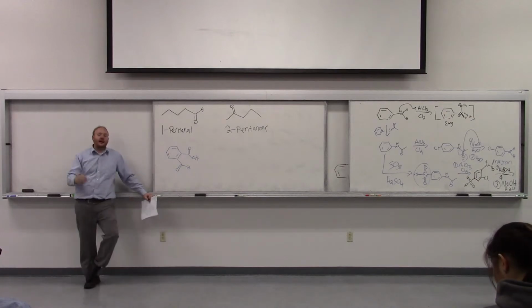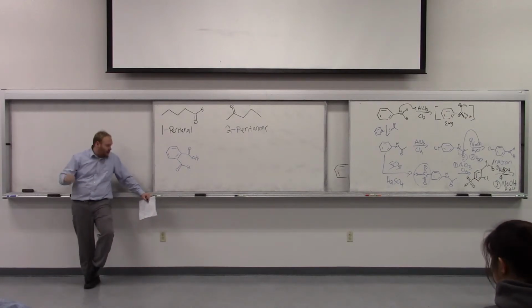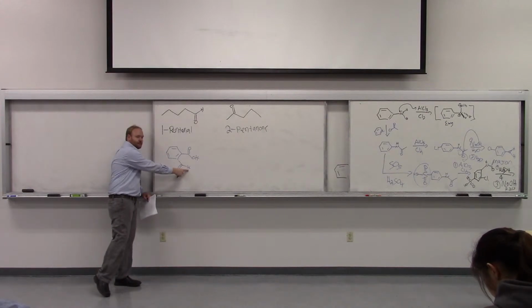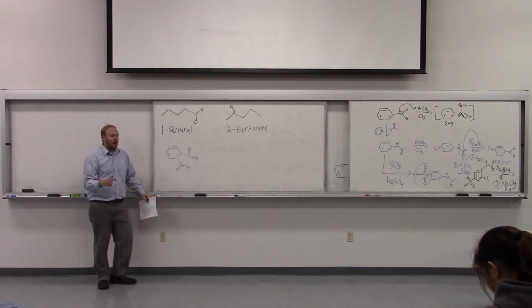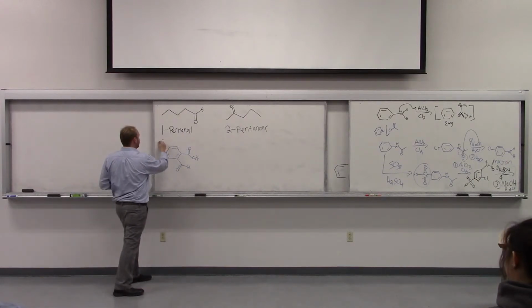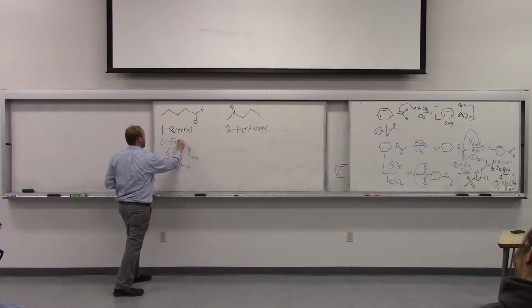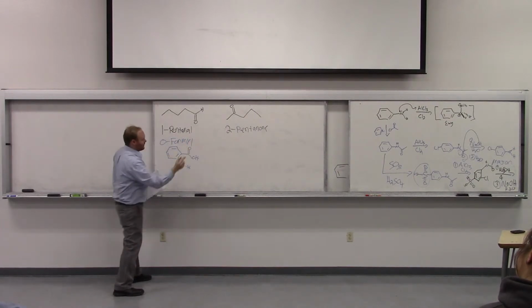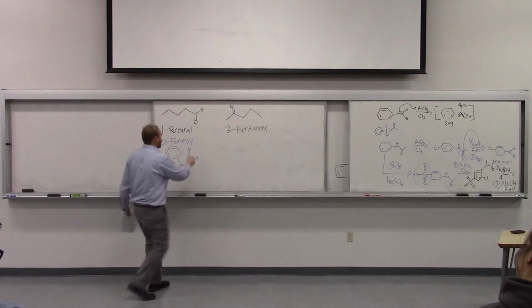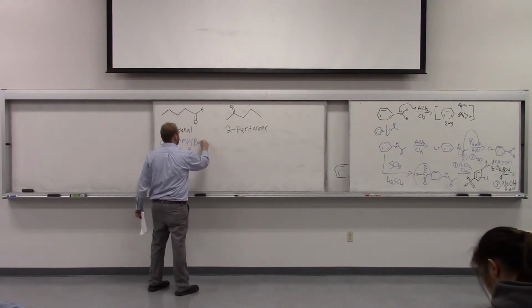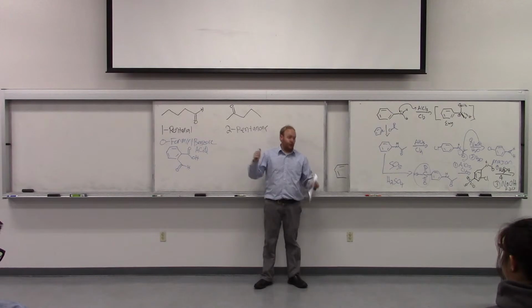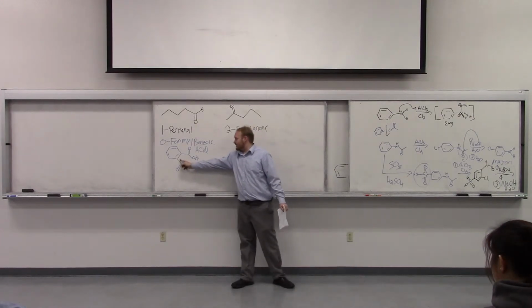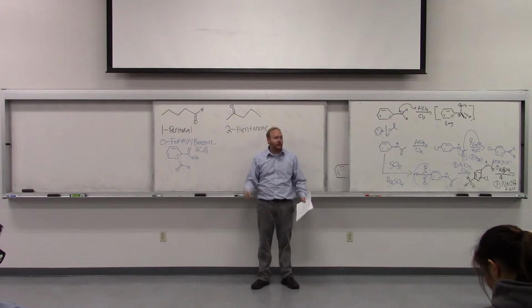So aldehydes can also be called formyl groups. When they're off benzene rings, you can call them formyl groups, F-O-R-M-Y-L. So this would be ortho-formyl, like formaldehyde, formylbenzoic acid. The only reason I'm showing you this is, if I ever call something a formyl group, I'm talking about an aldehyde as a substituent. A formyl group is an aldehyde.